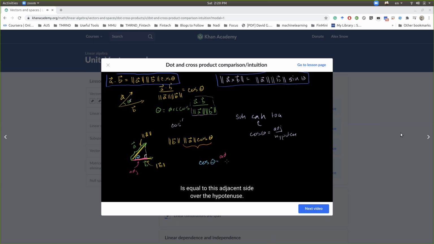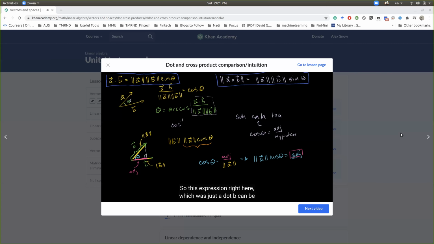Over the hypotenuse. But what is the hypotenuse? It is the length of vector A. That's my hypotenuse right there. So my hypotenuse is the length of vector A. And so if I multiply both sides by the length of vector A, I get the length of vector A times the cosine of theta is equal to the adjacent side.